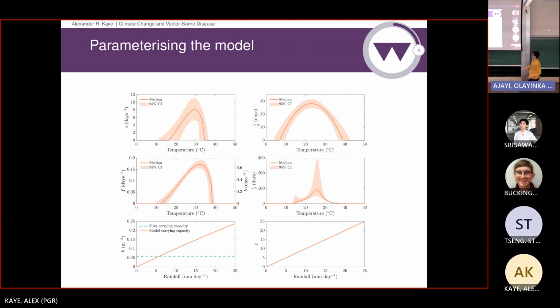And I've got similar data, but for different parameters. And these parameters all feed into the mosquito model. And those are the top 4 plots. Those are all the temperature dependent things. And then the bottom 2 plots here, the bottom left one shows carrying capacity K.